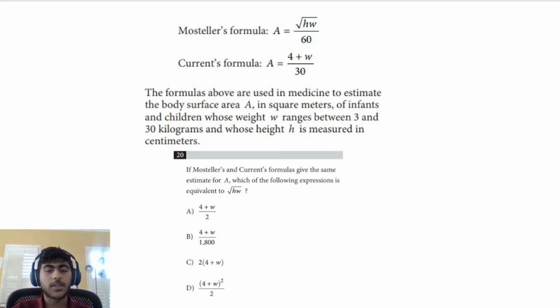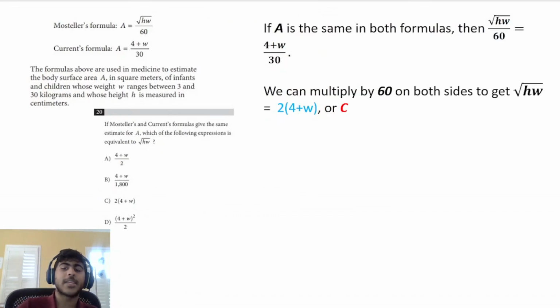We're given the same prompt, the same two formulas, but we're told that Mosteller's and Current's formulas give the same estimate for A, and we're asked to find which of the following expressions is equivalent to the square root of HW. Well, if A is the same for both formulas, then we set the two equations equal to each other. We get the square root of HW over 60 is equal to 4 plus W over 30. We multiply by 60 on both sides to isolate the square root of HW. Then we see that the square root of HW equals 2 times 4 plus W, which is answer choice C.